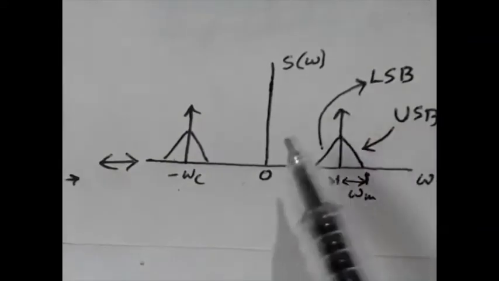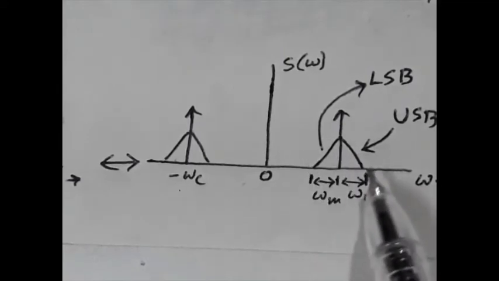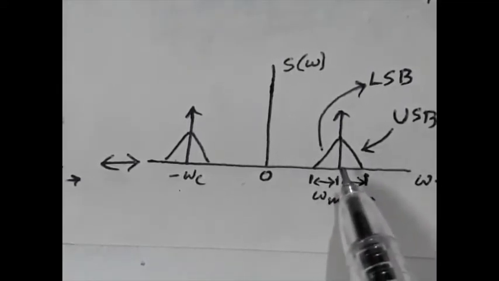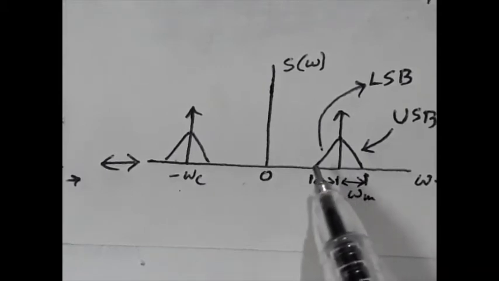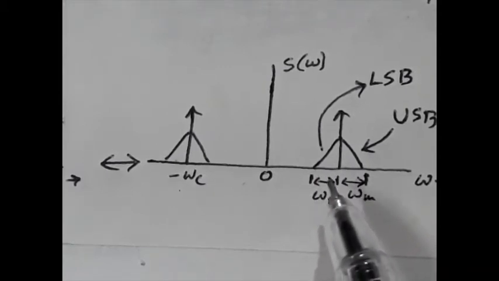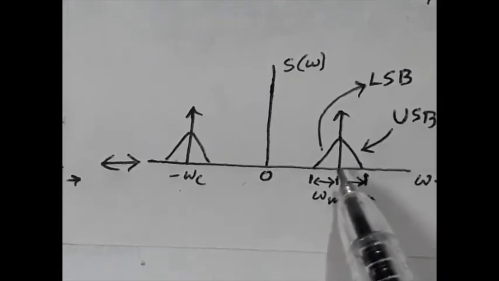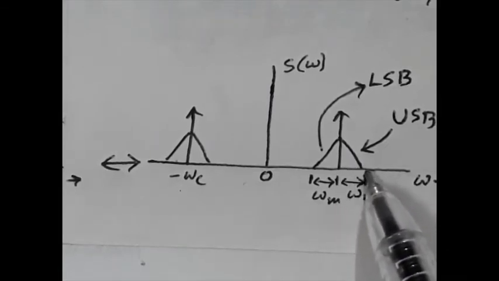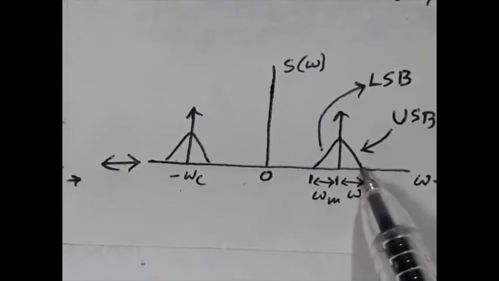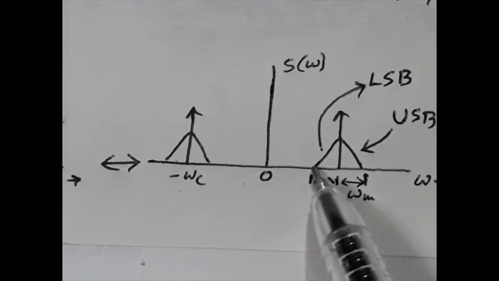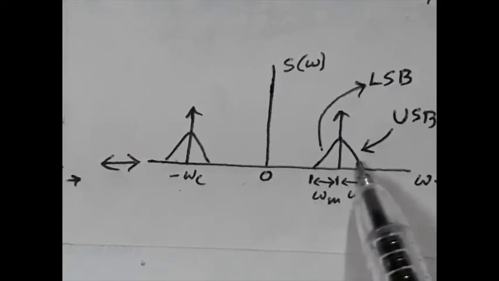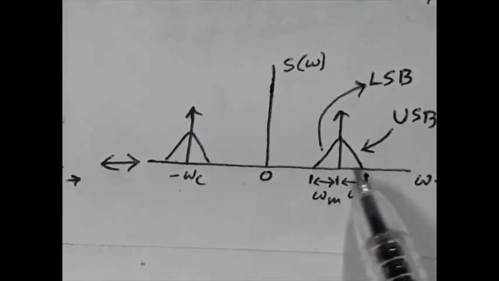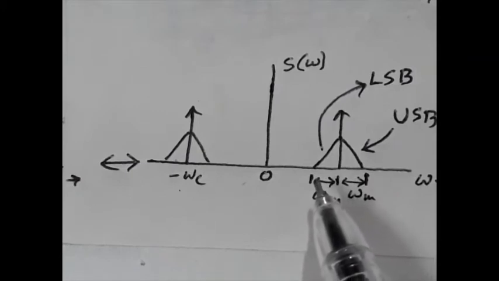And this same spectrum should be present here. That means this width is ωm, this width is also ωm. So the maximum frequency, if this one is ωc, then at this point it is ωc plus ωm. At this point it is ωc minus ωm. So the total width of frequency over which the total power will remain is twice ωm.